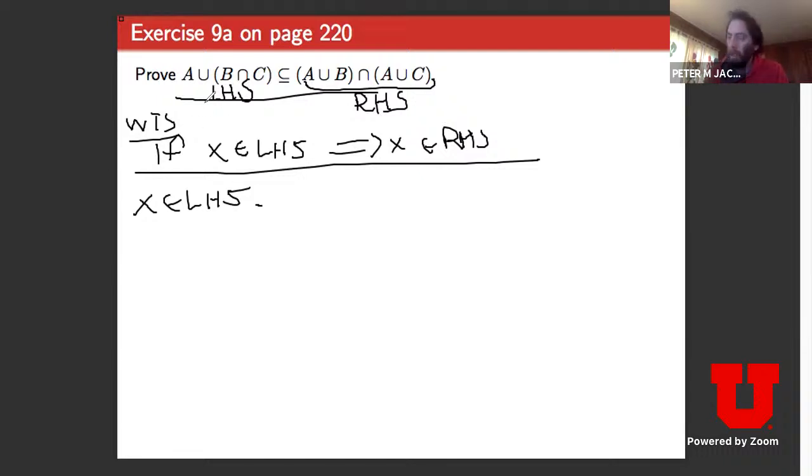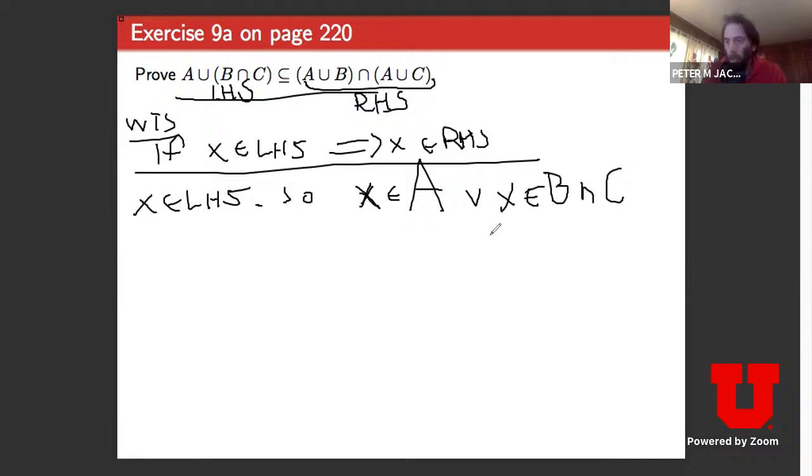All right, so we know that X is in the left-hand side, and the left-hand side is A union B intersection C. So this means that X, because there's a union there, the union becomes an OR when we have an element that's in the set. So we have X is in A, or X is in B intersection C. Okay, so now we have this OR statement.